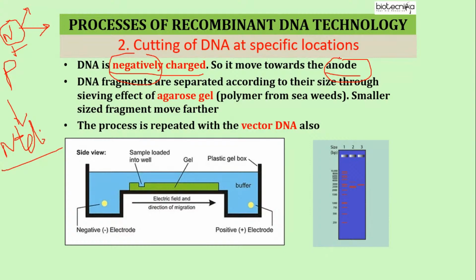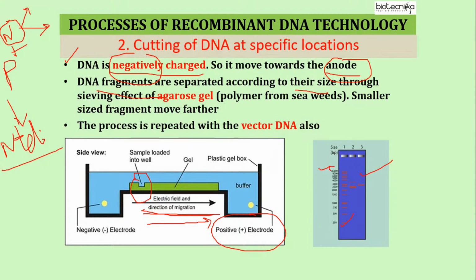So again, you will have a question here: if the DNA is negatively charged and we are loading it at the negative well, where will it move? It will move towards the positive electrode. Why? Because you are applying an electric field, you are performing electrophoresis. DNA fragments are separated according to size. Again, important: how are they separated? They are separated according to size. As you can see here, the smaller fragments will go down and be separated.